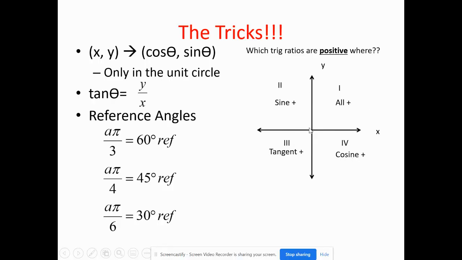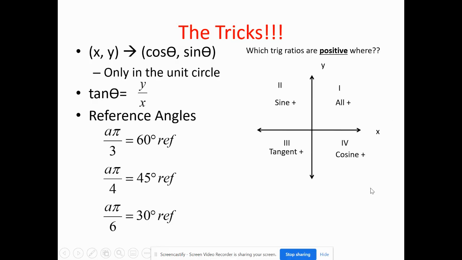So if I asked you a question in quadrant 3, if I asked for sine, cosine, and tangent in quadrant 3, sine would be negative, cosine would be negative, only tangent would be positive. So this is just giving you the one trig function that is positive in each quadrant.